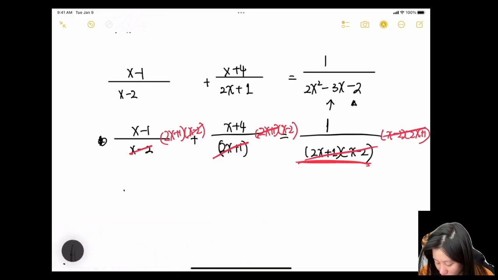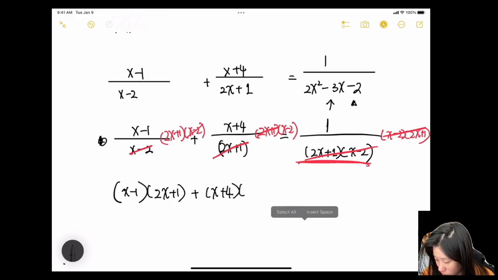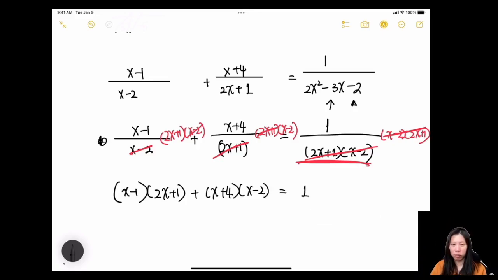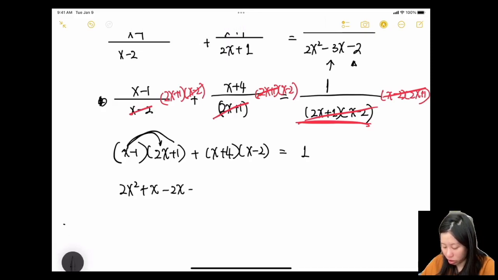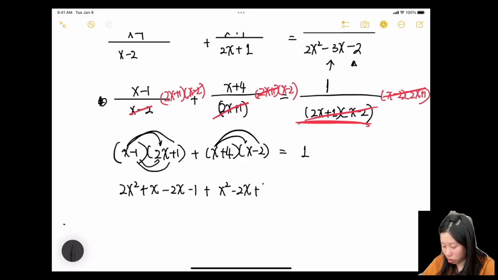Okay, so we end up having x minus 1 in parentheses times 2x plus 1 plus x plus 4 times x minus 2 equals 1. Now we FOIL it and merge the like terms. It's tedious, but it's not that hard. So I have a 2x squared plus x minus 2x minus 1 plus x squared minus 2x plus 4x minus 8 equals 1.